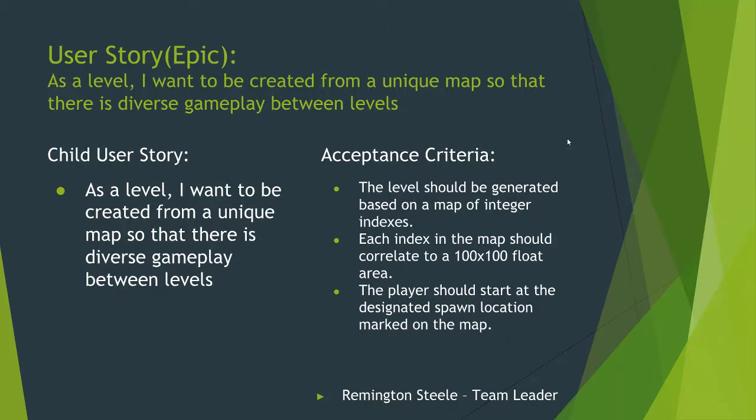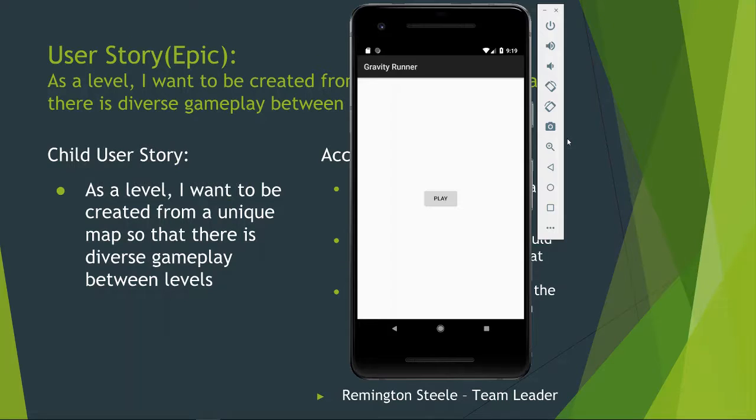Starting with my user stories. First, as a level I want to be created from a unique map so that there is a diverse gameplay between levels. Acceptance criteria. The levels should be generated based on a map of integer indexes. Each index on that map should correlate with a 100 by 100 float area. The player should start at the designated spawn location marked on the map.